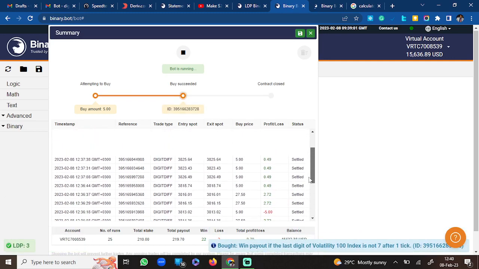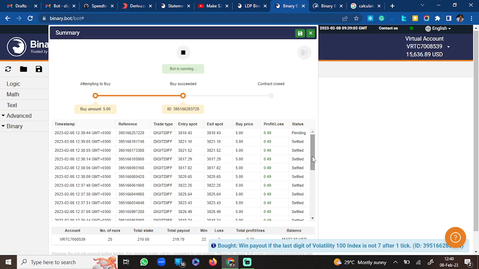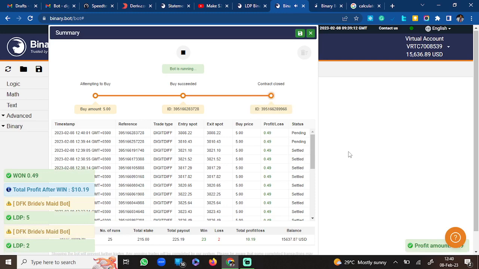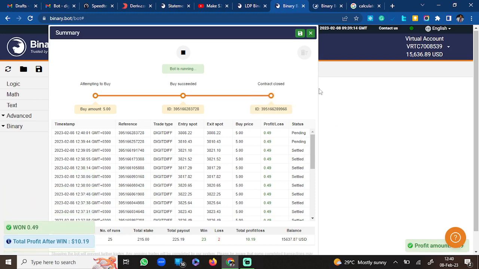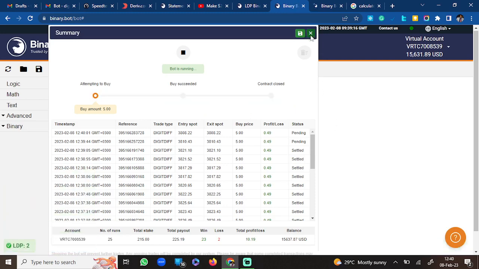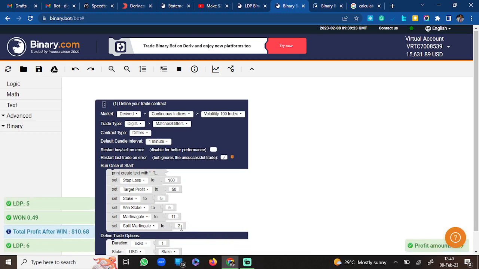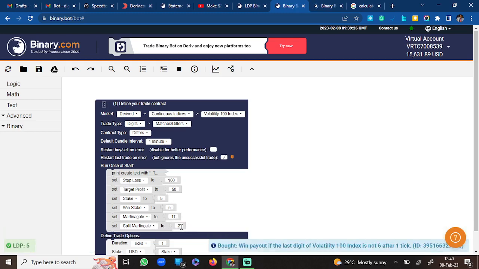So if you have a small account, you can stake 0.35. If you have a big account, you can stake whatever amount, as long as it's in your account and you are ready. Then the stop loss and take profit parameters are working perfectly, and the split martingale is also working perfectly. You can have this as 12 and this as 2, but the default setting is 1, so that it just does the martingale once.